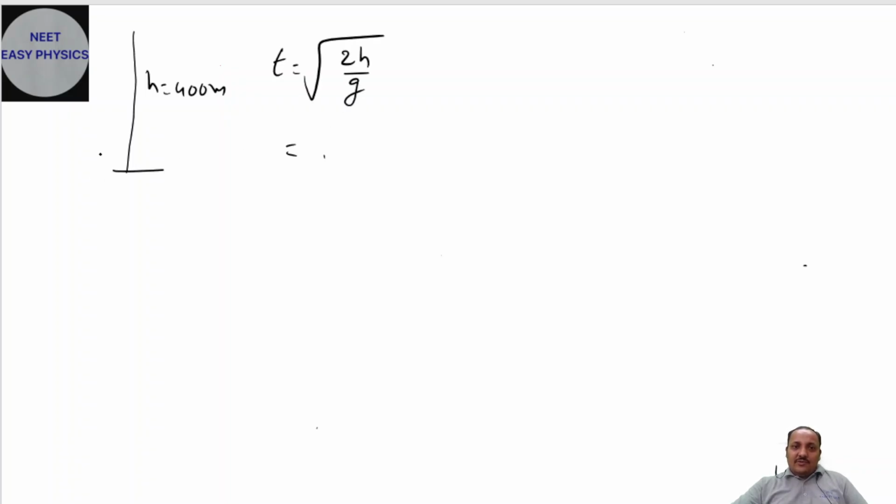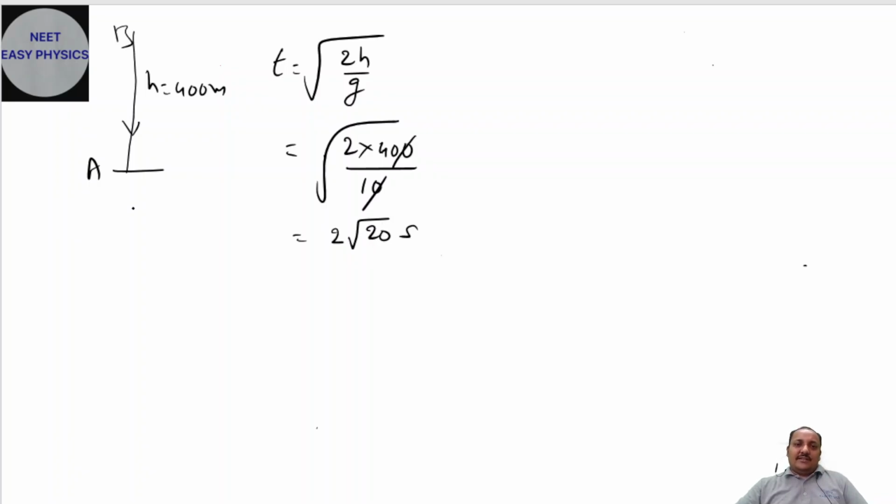So to reach ground, I am saying B to A, root 2 into 400 by 10. So root 80. Root 80 means 4 is coming outside. 2 root 20 you can take, correct? 2 root 20. 4 is coming outside. It will become 2, 2 into 10. So 2 root 20 seconds.